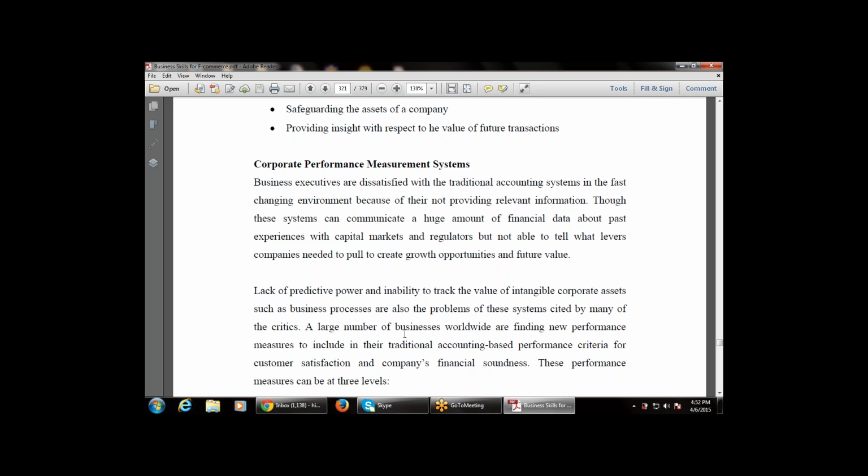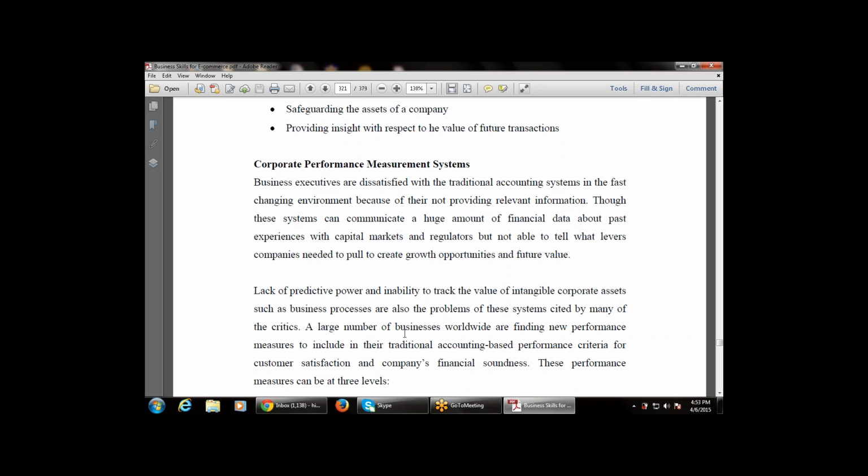Business executives are dissatisfied with the traditional accounting system. Why? Because in this fast changing environment, it is not providing relevant information, as the traditional system does not cope with new concepts, new methods, new people. Though these systems can communicate a huge amount of financial data about past experiences to capital markets and regulators, they are not able to tell what levers companies need to pull to create growth opportunities and future value.